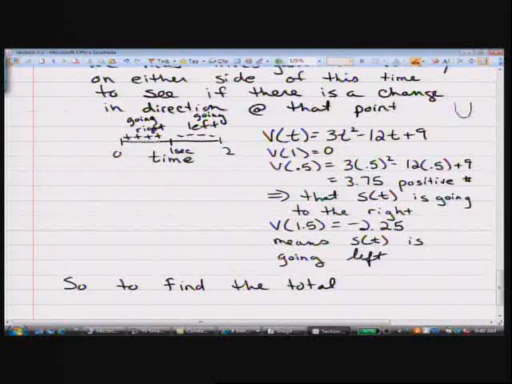And so over the interval from 0 to 2 seconds, when we were at 0, we were at 9. And then at 1 second is when the velocity is 0. So yes, it is slowing down until it gets to this point right here at 1 second, and then it does speed back up, because it's a parabola.